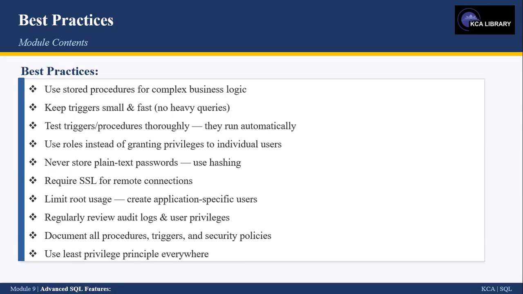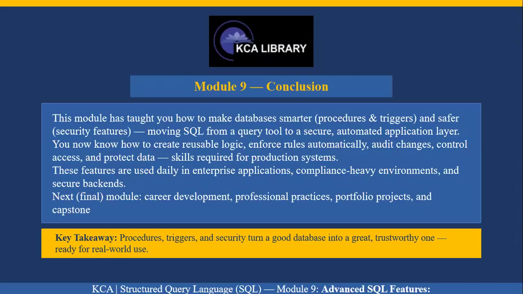Limit root user usage. Create dedicated application users. Regularly review audit logs and user privileges. Document all procedures, triggers, and security policies. Always follow the least privilege principle.